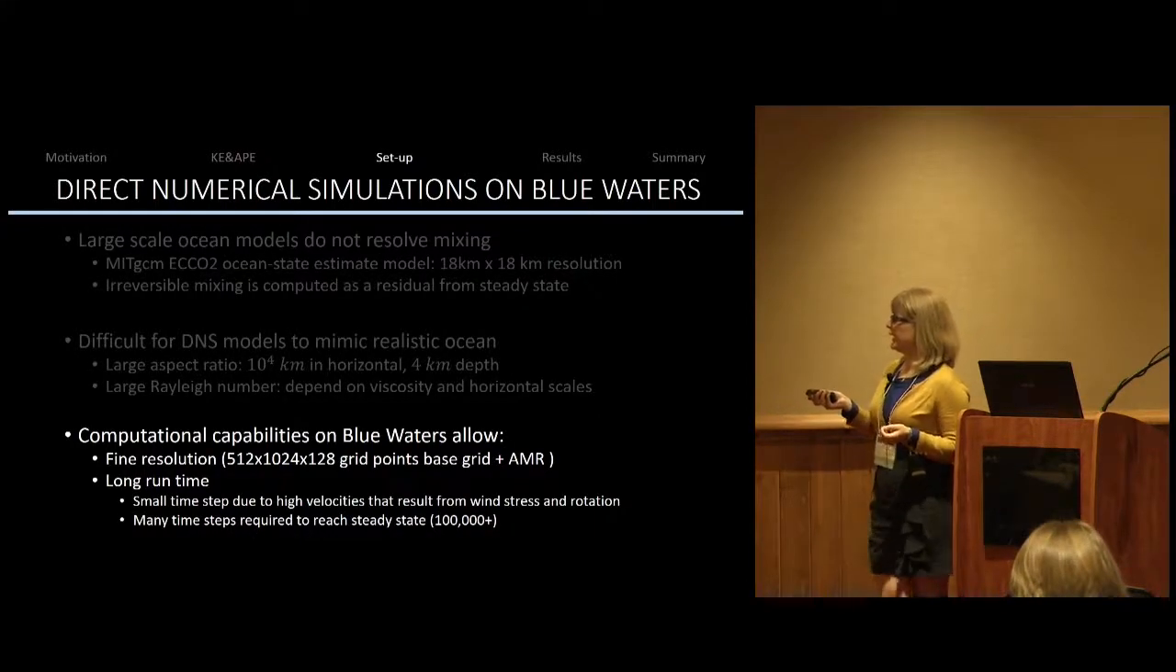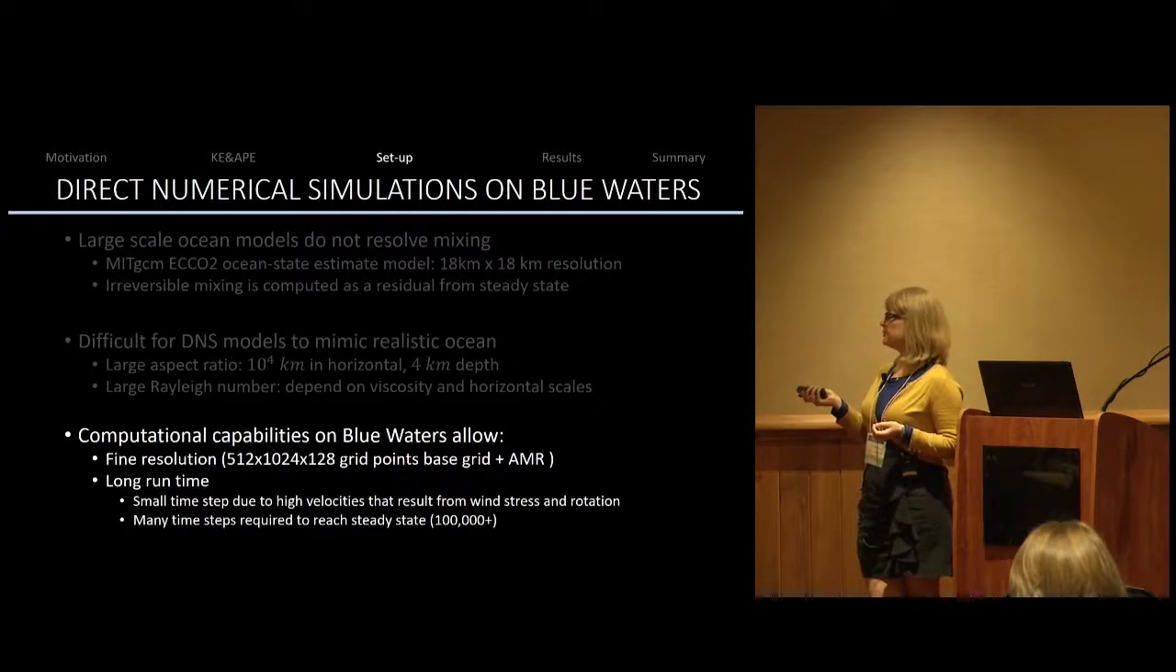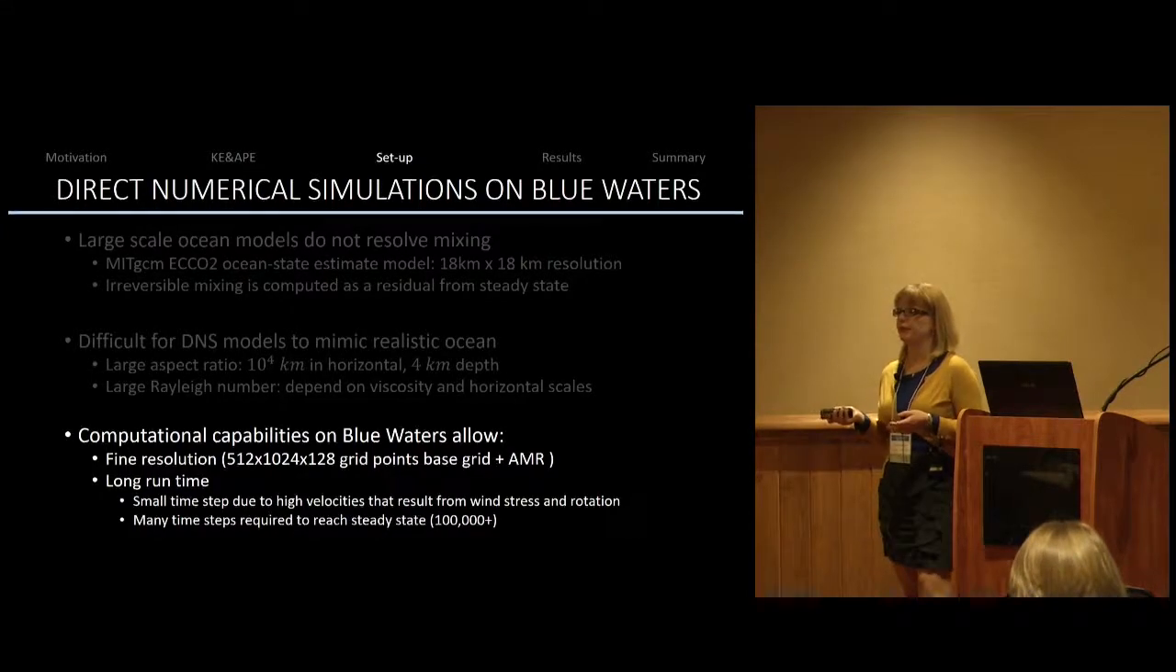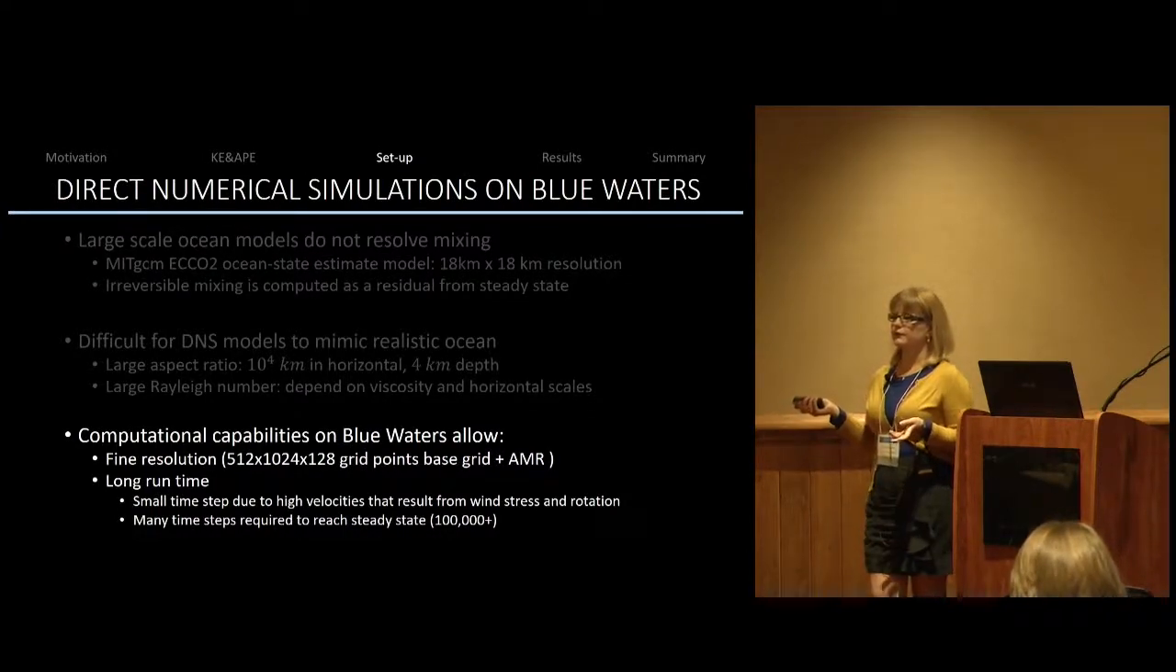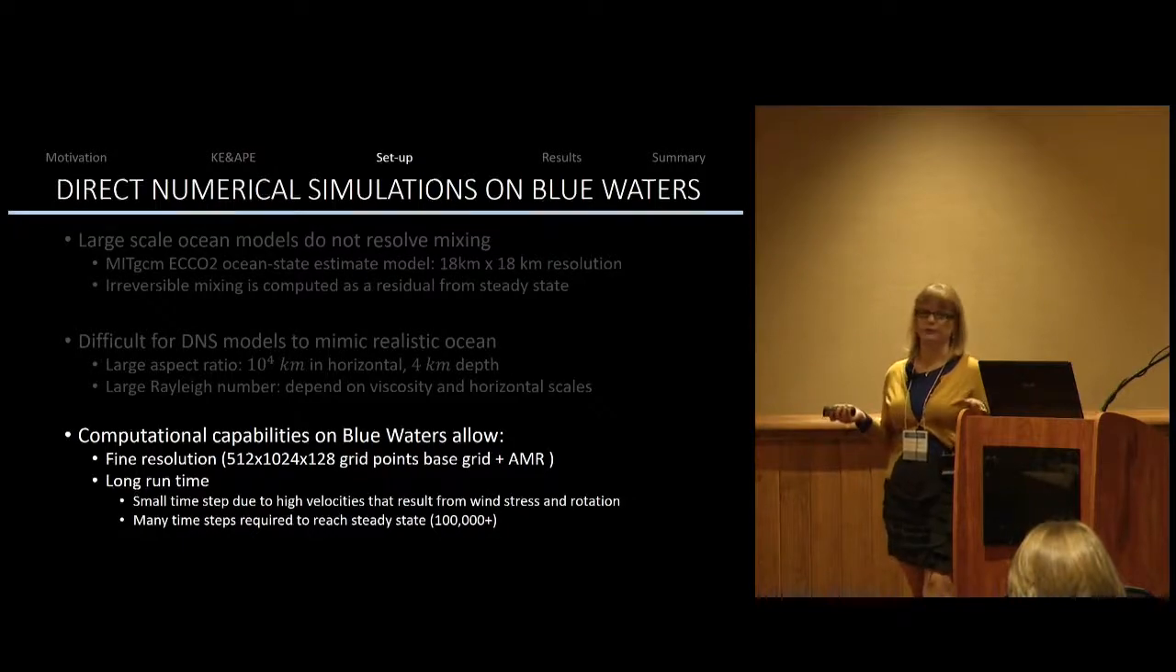So my base grid has 512 by 1024 by 128 grid points, but then on top of that, I have adaptive mesh refinement. So it refines at least 4 cells with high velocity gradients. And also, these kinds of simulations require really long runtime because you have to take small steps due to high velocities, and also you need at least 100,000 plus time steps to converge to any sort of steady state or quasi-steady state.